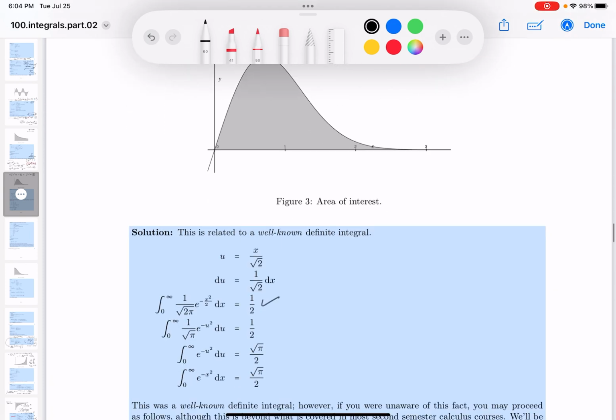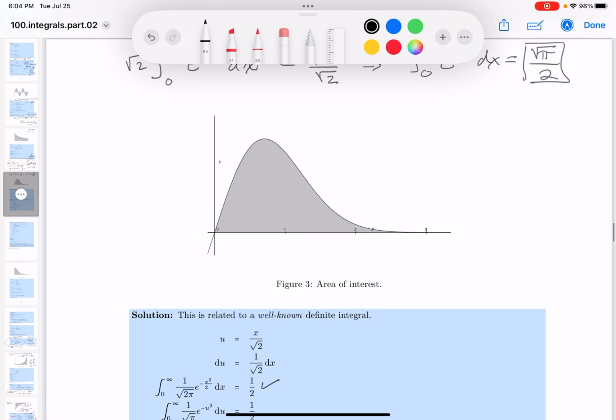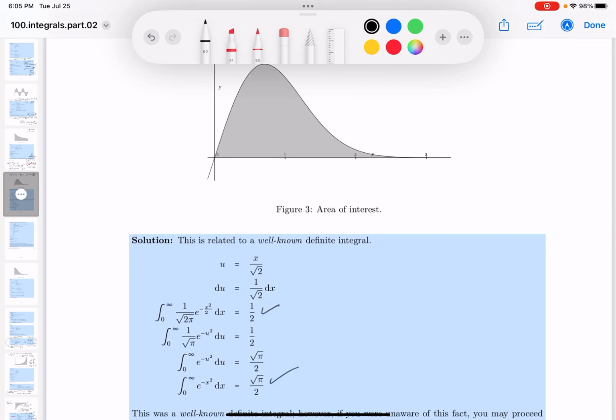So let's look at the key and make sure the key is at least giving us the answer over here. This isn't often a problem students have. They're trying to aim for an answer. If they don't get the answer, they fudge around until they get the right answer. But the bottom line is we used a well-known definite integral.